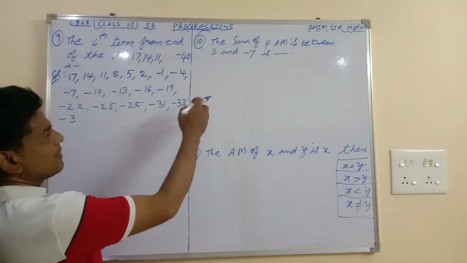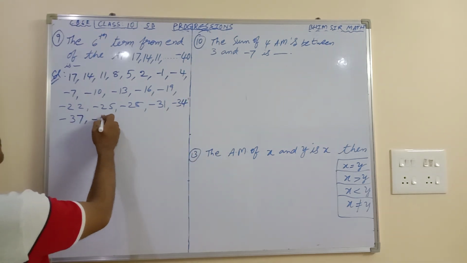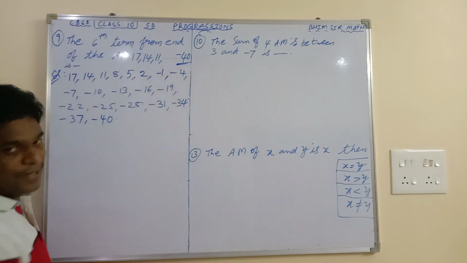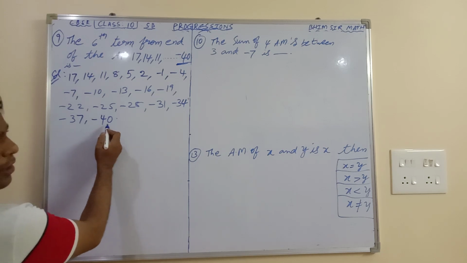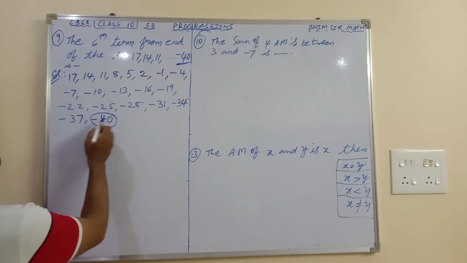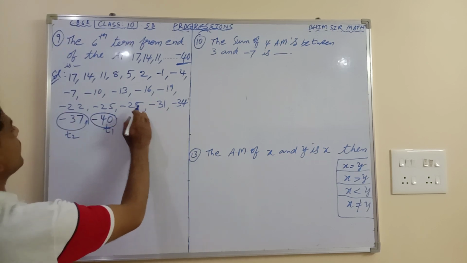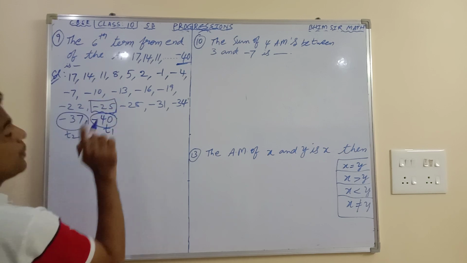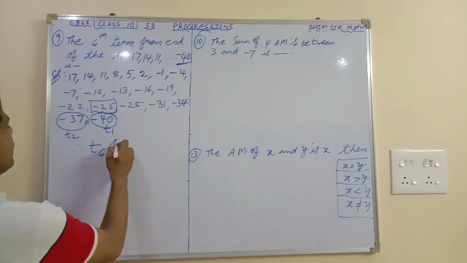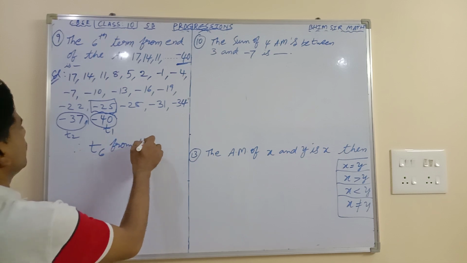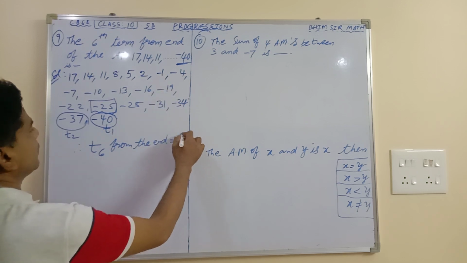This is -31, decreased by 3 now: -34. Next -37. Next -40. Yes, we reached it. The last term is -40. Now, from the end, simply count them. This is the first term, this is the second term, from the last: T3, T4, T5, T6. So -25 is the 6th term. Therefore, the 6th term from the end is -25.